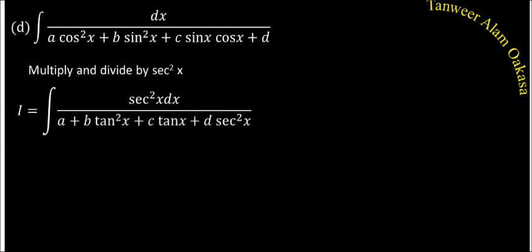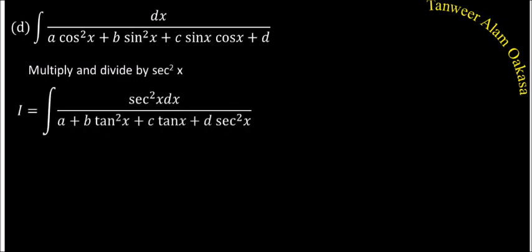And the method for this is, you have to remember that I have to multiply and divide by sec square x in the numerator and the denominator. This is the method. Whenever I have degree 2 with a constant in the denominator, I have to multiply and divide by sec square, and you will see how simple it becomes. So it becomes like this.